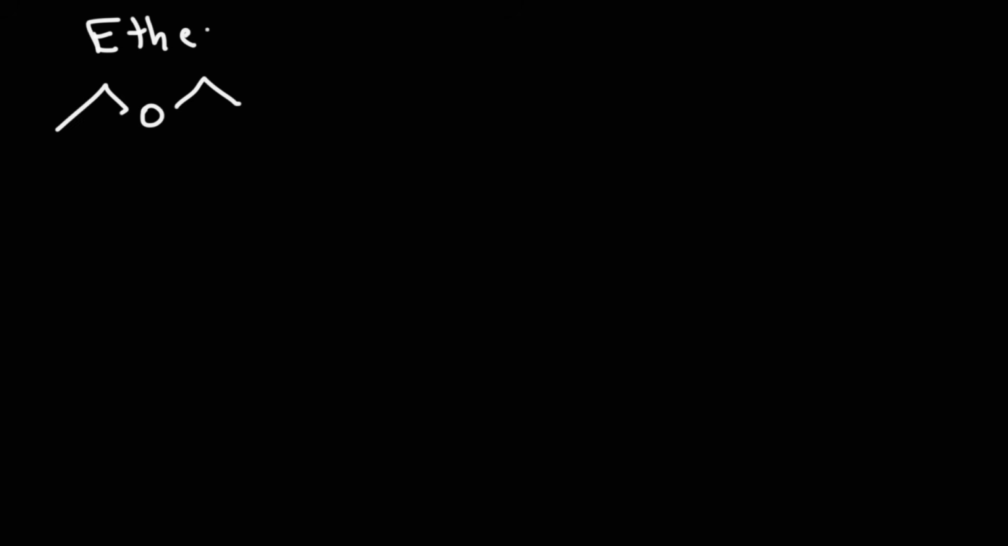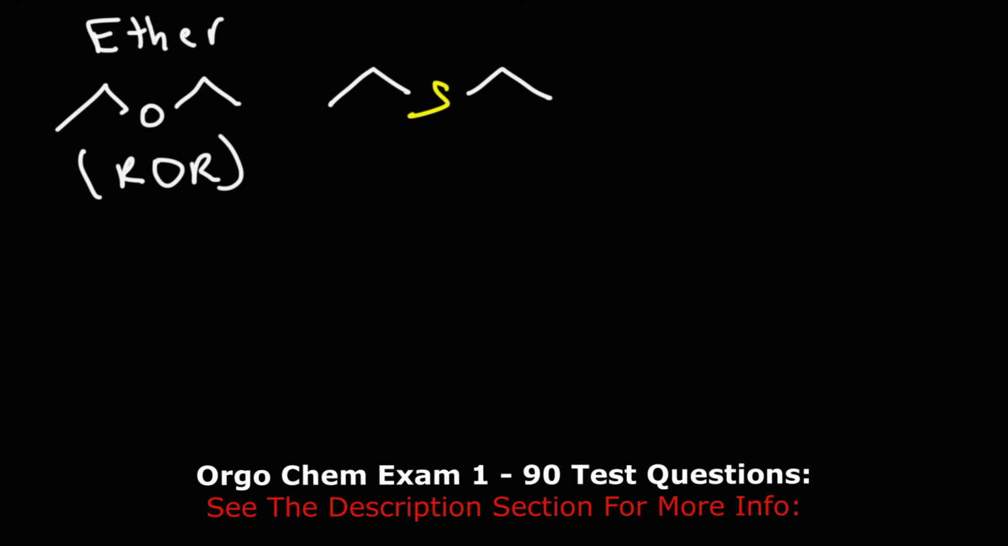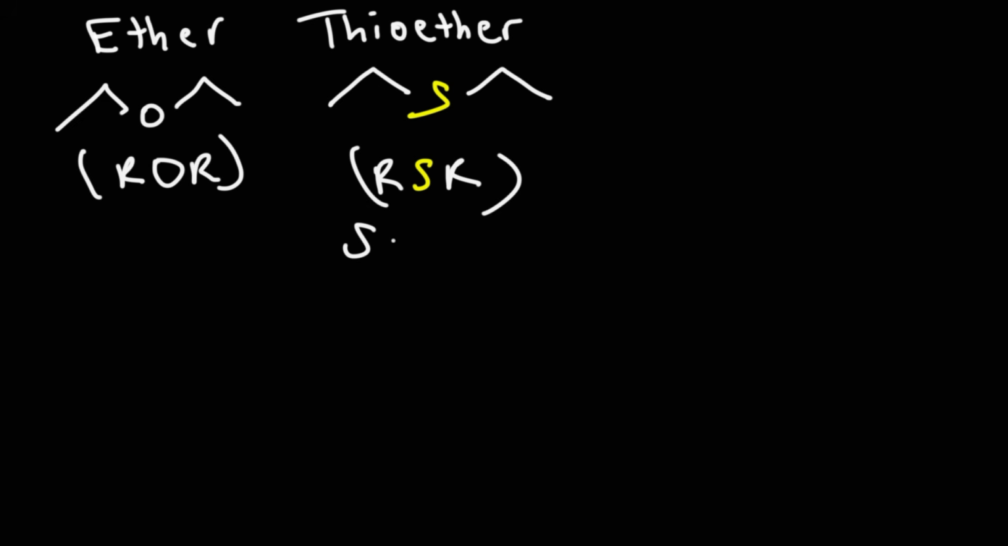This is an ether. It's abbreviated ROR. What do you think this is if we replace the oxygen with a sulfur, and we get the group RSR? What is that called? This is called a thioether. It's also called a sulfide, an organic sulfide.